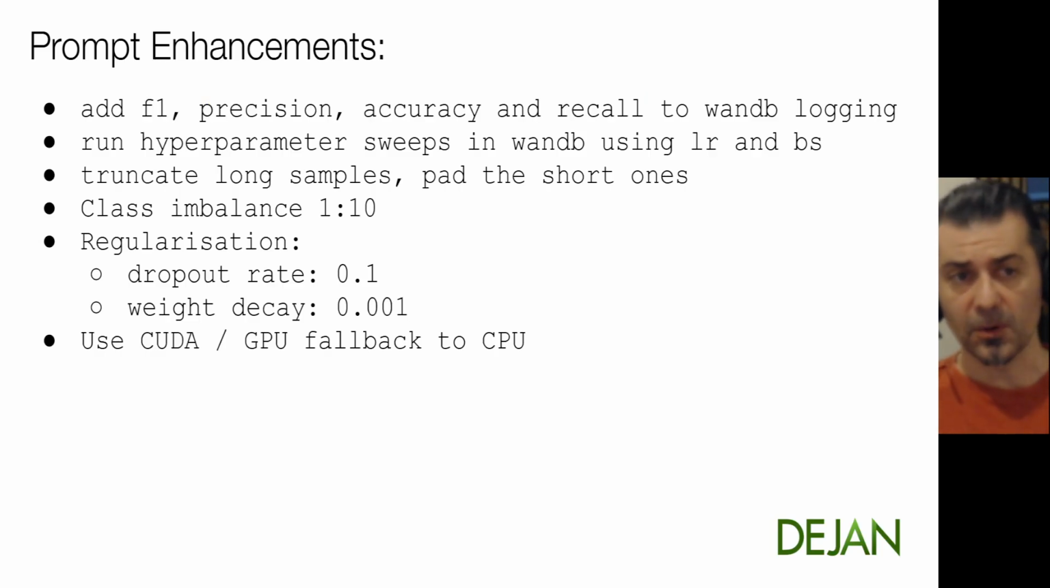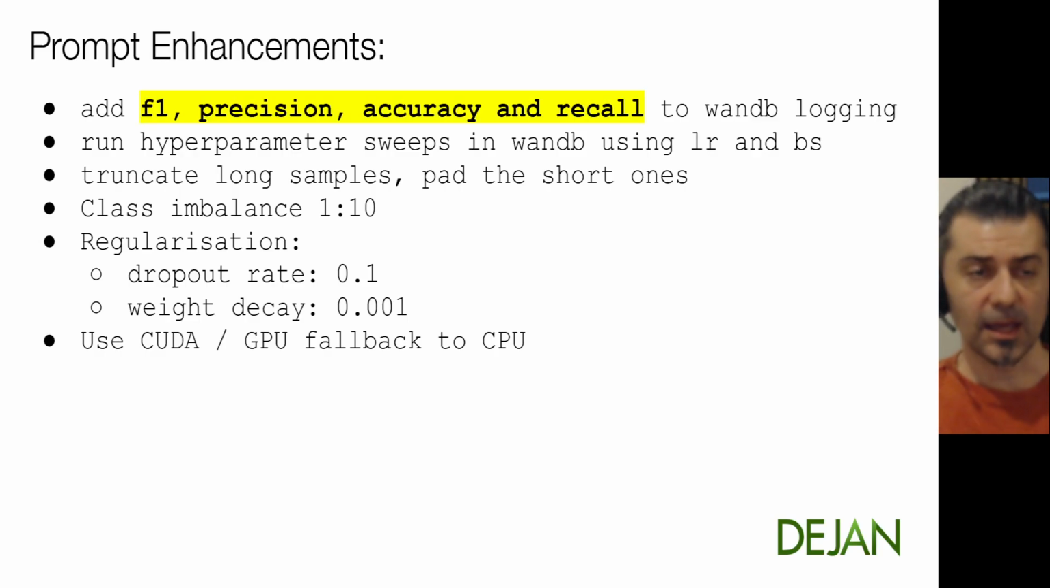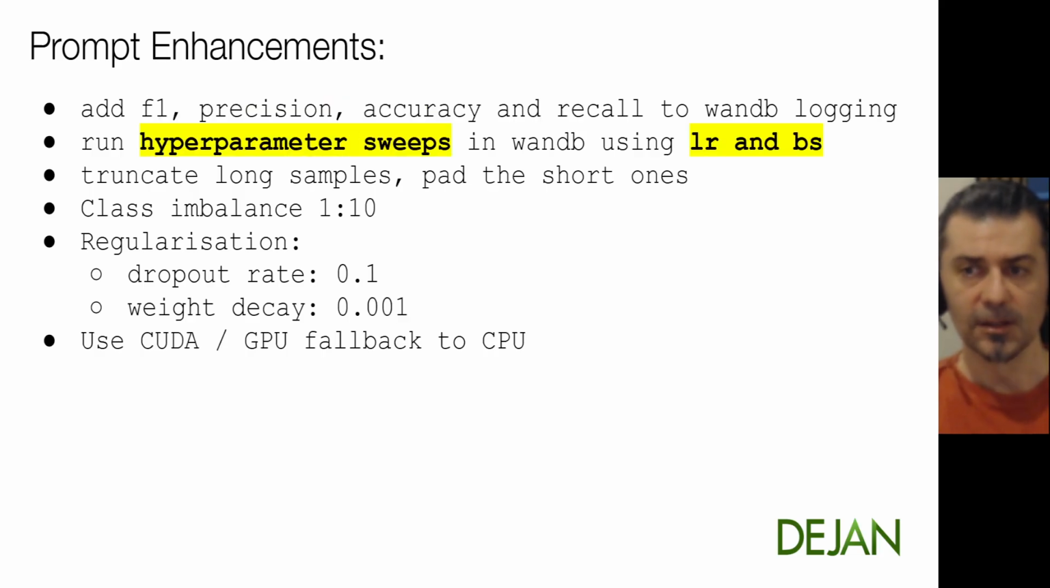So some of the prompt enhancements that you can add is adding more specific validation metrics. This is the sort of like have a taste to see what the model is doing, or we could say finger on a pulse while it's training. So F1, precision, accuracy, and recall are sensible things to include during the training of the model, and of course seeing those metrics at the end.